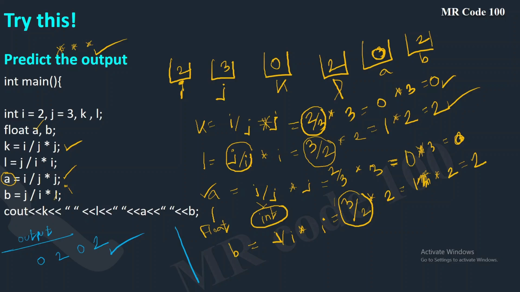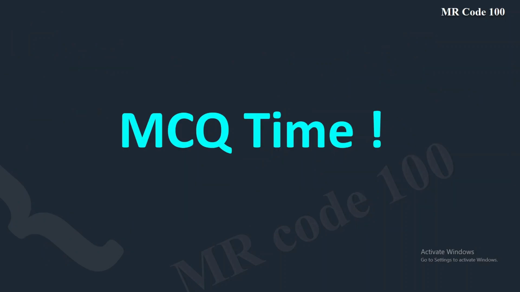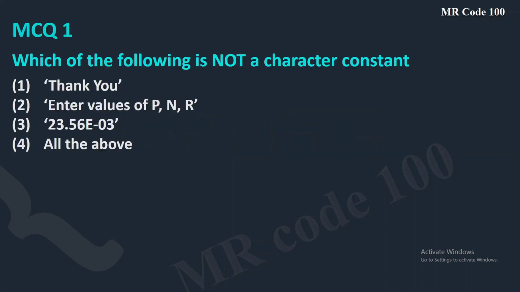Okay, next, come to the next portion. Here is our MCQ time. Let's solve some MCQs. First thing, tell me, which of the following is not a character constant? What do you understand by character constant? It means in a single quotation there will be only one character. But can you see, is there only one character here? The answer is no, so it will not be correct.